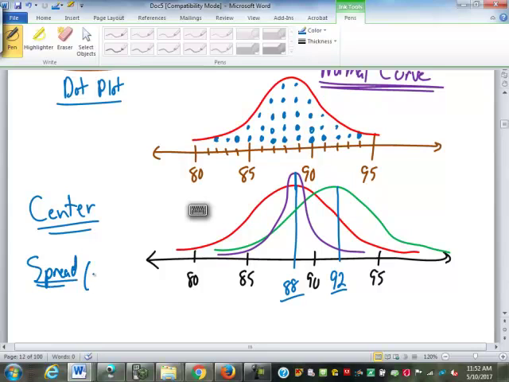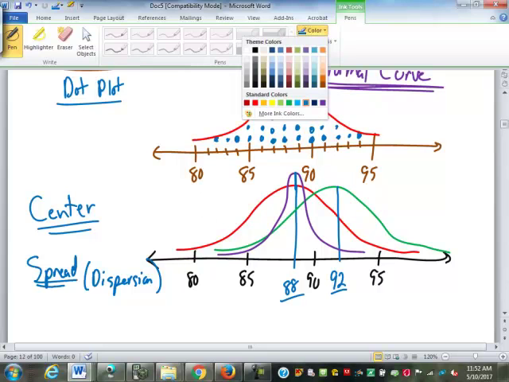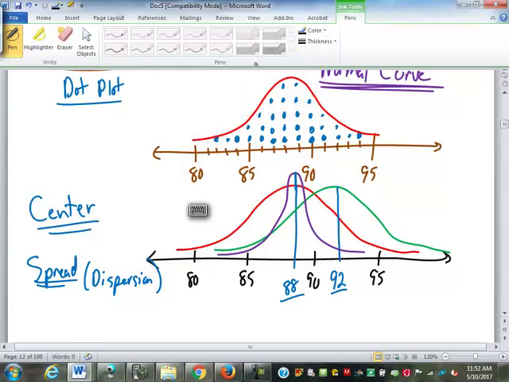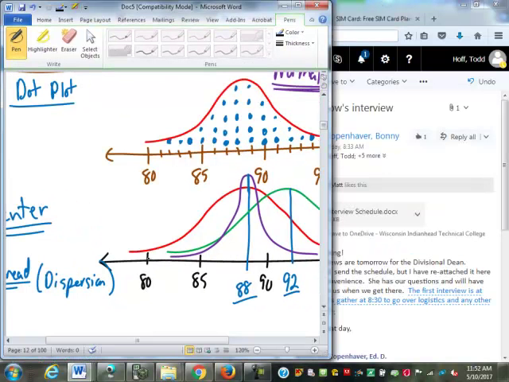Sometimes they use a fancy term, dispersion. The purple curve is less spread out than the red curve, or the red curve is more spread out than the purple curve. There are several ways numerically to describe the center and spread. So what we're going to start out with here is describing that center.